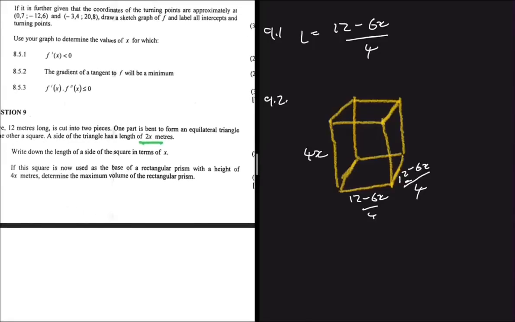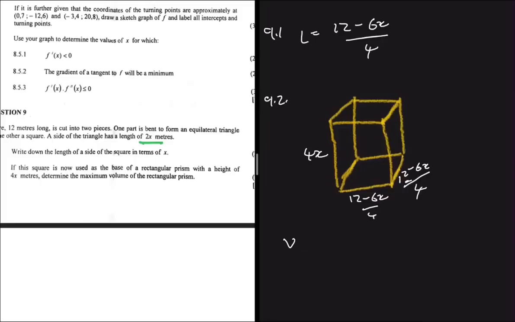So the question is asking us to determine the maximum volume of the rectangular prism. So what are we going to do here? We're going to determine the volume of the rectangular prism, and it's going to be in terms of x, because we have a variable. We're going to differentiate this volume, and then find the maximum and the minimum. We're going to take the maximum as the maximum volume of our rectangular prism. Let me show you what I'm talking about.